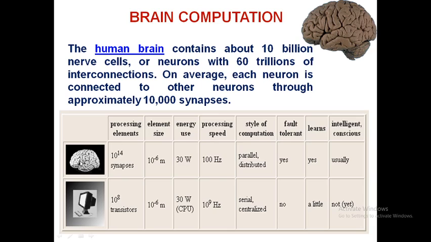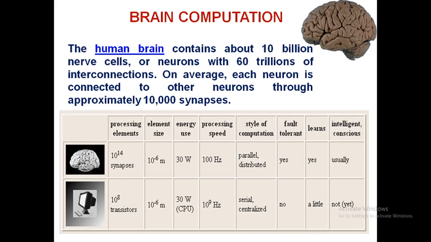If you see here, the first row is the human brain, and the second row is the man-made computer or machine. Looking at the processing elements, in the human brain those are called synapses. 10 power 14 synapses are there as processing elements. In a computer, there are 10 power 18 transistors. By using transistors only, the processing elements have been designed. So element size and energy usage are almost the same for the human brain and computer.